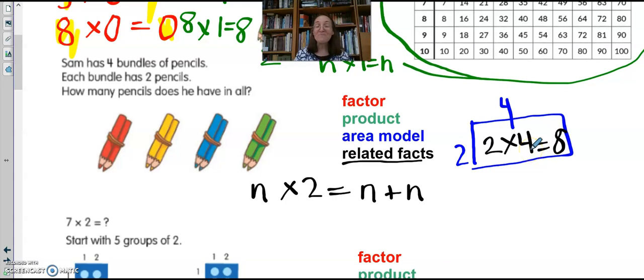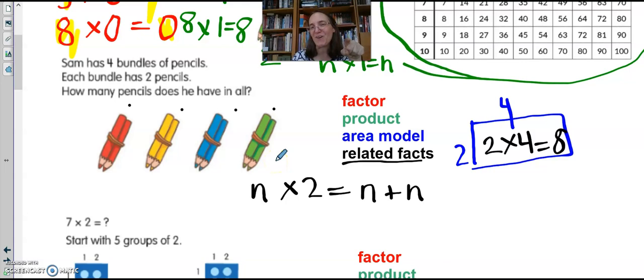So I can use my addition doubles to help me do any number times 2. Also, though, you might be thinking, wait, Miss Foster, I know how to count by 2s. Watch. 2, 4, 6, 8. Isn't that incredible? You do know how to count by 2s.